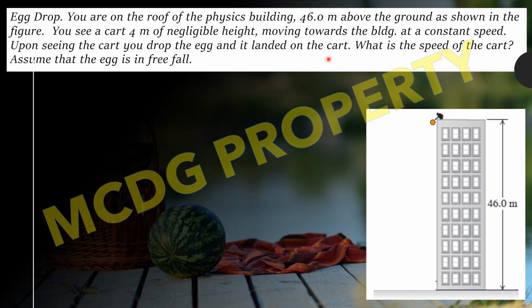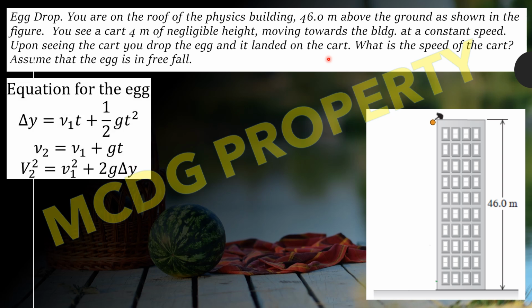What is the speed of the cart? Assume the egg is in free fall. So since the egg is in free fall, the equations of motion for the egg are given by these three equations. G is the acceleration due to gravity. V1 is the initial velocity of the egg, which is the way you drop the egg. And V2 is the velocity of the egg at any point along its path.